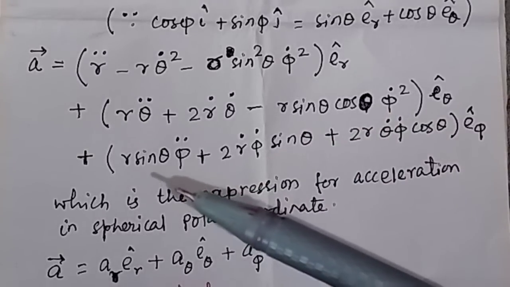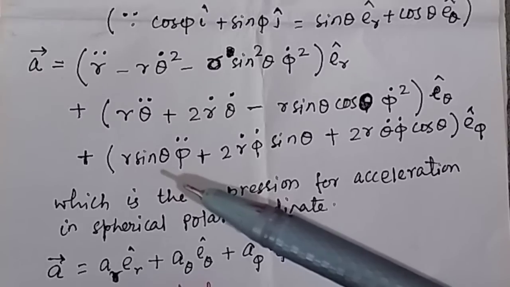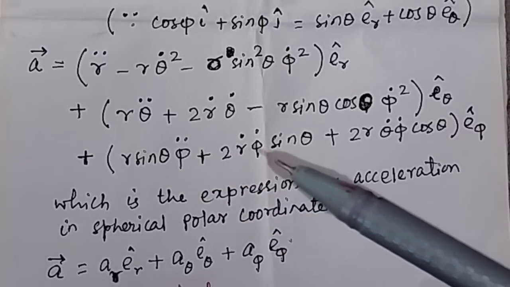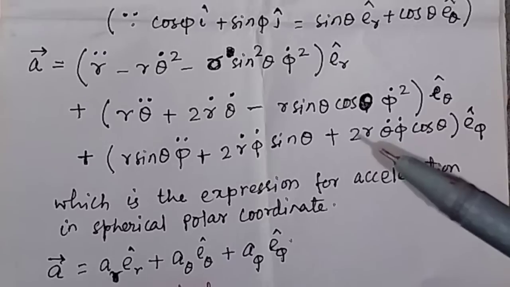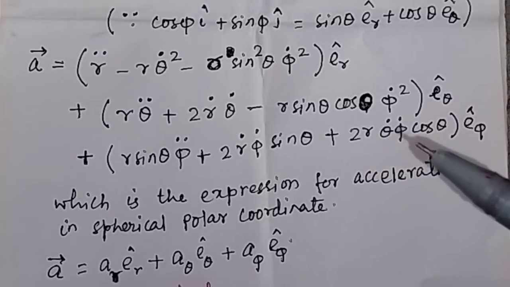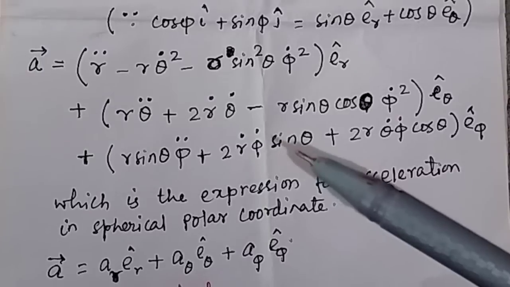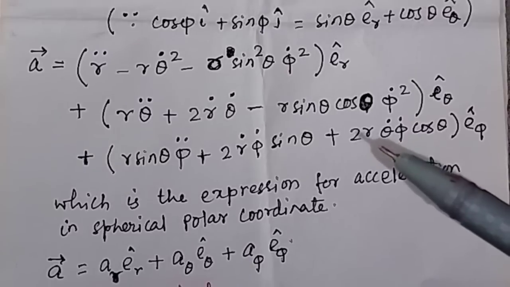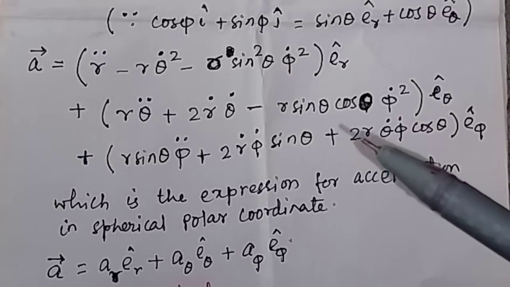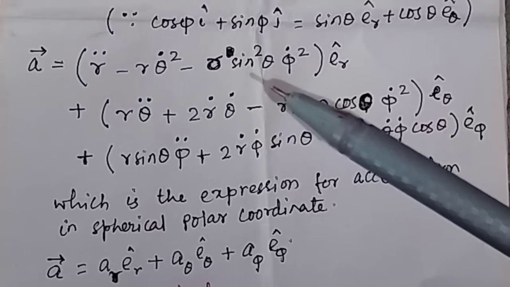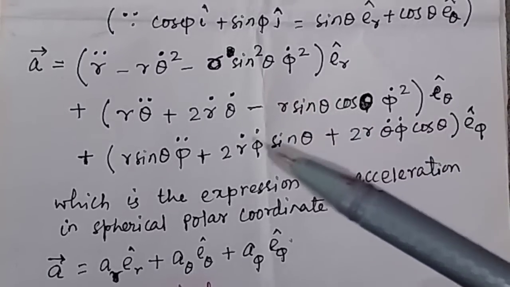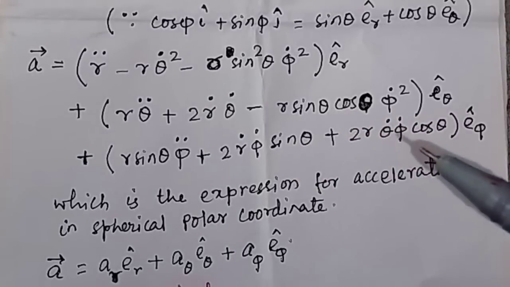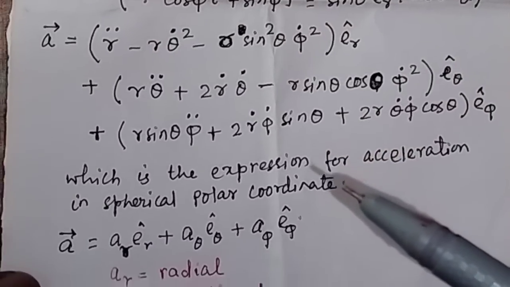And you will have another acceleration, that is r phi double dot sin theta plus 2 r dot phi dot sin theta plus 2 r theta dot phi dot cos theta. This component is your azimuthal acceleration. This is the parallel plane. In the xy plane or parallel plane, this is called the azimuthal acceleration. So you will have 3 components of acceleration. One is your radial acceleration, the second one is your meridional acceleration, and this acceleration is called your azimuthal acceleration. So you have to remember it.